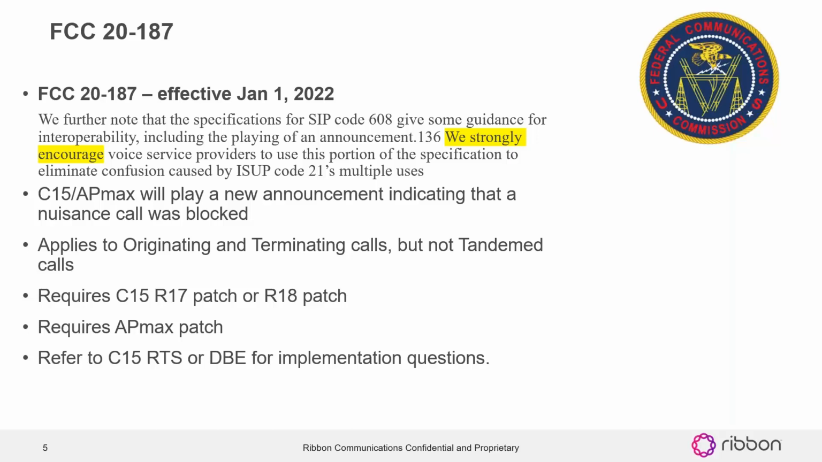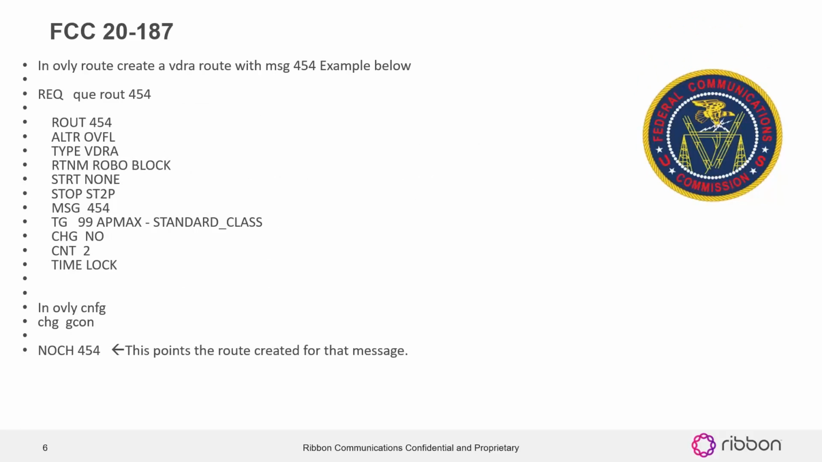And there will be a configuration change required on the C15 to support that. You can call up the RTS guys or you can also get database engineering to do this. It's a relatively simple change. We put in a new route that points to a VDRA route that points to the new announcement indicating we've blocked the call. For the patches, we reuse the NOCH route because we can't change the mnemonic for it in a patch. In release 19, that will be changed to ROBK instead of NOCH.